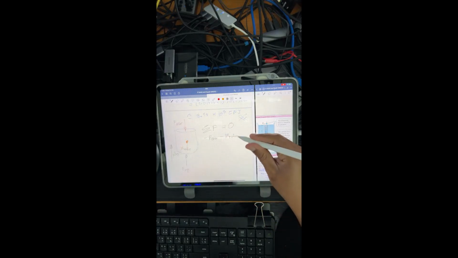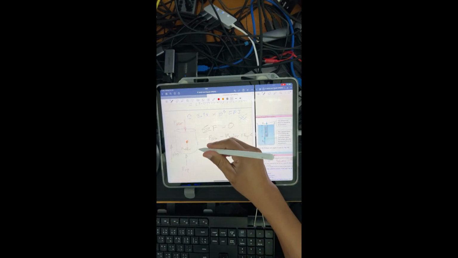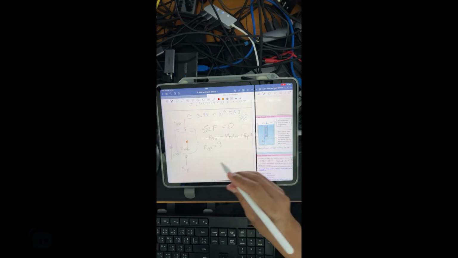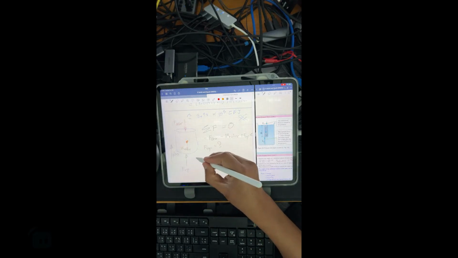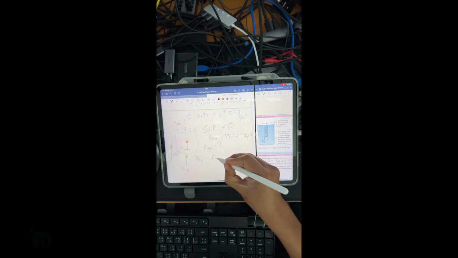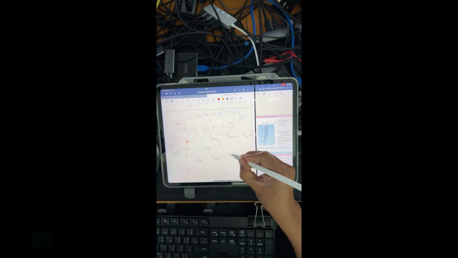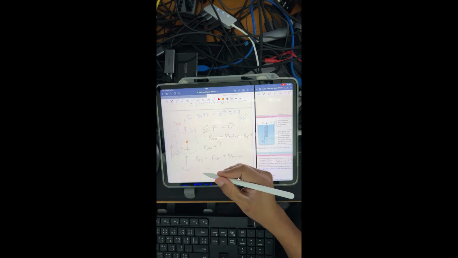Pointing up is plus F up, and the sum remains 0. F up is what we want to find, it is unknown. We're going to explain everything in terms of F up. So we move these two terms to the right-hand side of the equation, and F up will be F air plus W water.